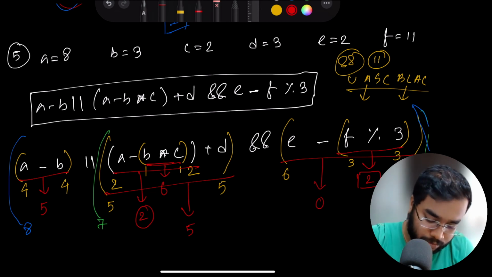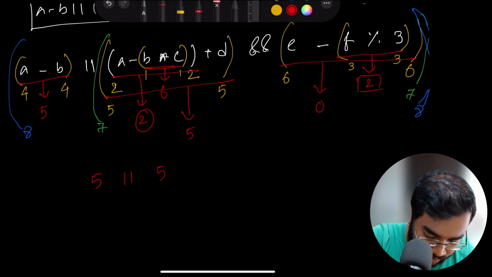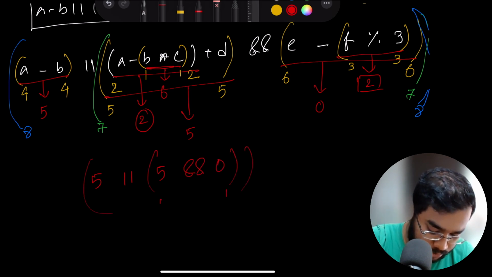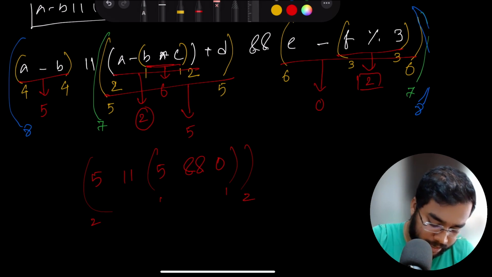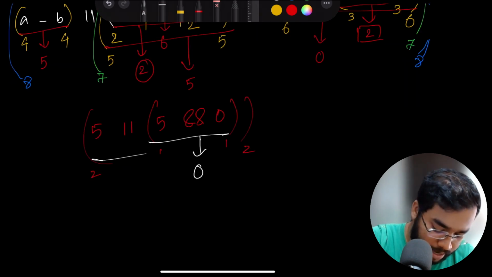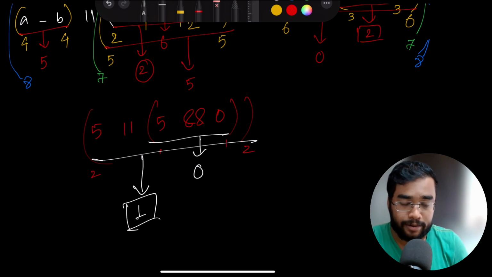Now you can see that 5 or 5 and 0. So it is going to evaluate AND first, and it is going to evaluate OR secondly. So 5 and 0, which is obviously 0, and 5 or 0, which is obviously 1. So the output is 1.